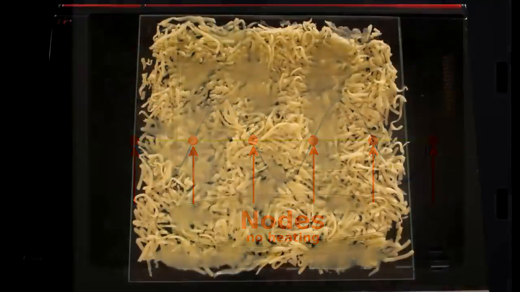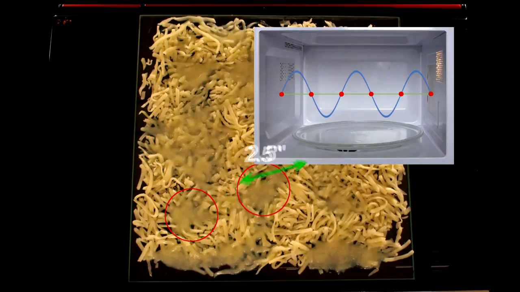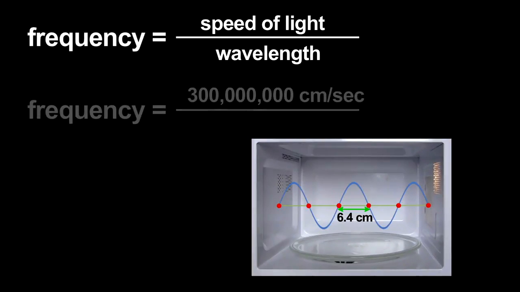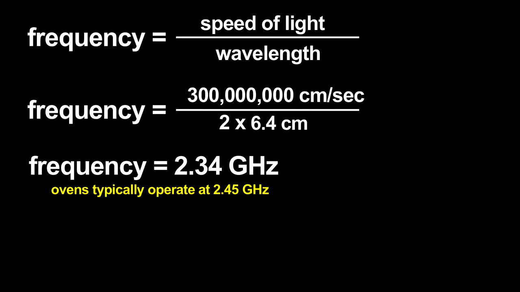If I measure the distance between melted cheese spots, I find about 2.5 inches. That would be half the wavelength, the distance between nodes, and is pretty close to the actual wavelength of microwave radiation used. Using that wavelength, I can estimate the microwave radiation's frequency. The frequency is related to the wavelength by the speed of light. I get an answer that only has a 4 or 5% error, not bad for this primitive measurement.